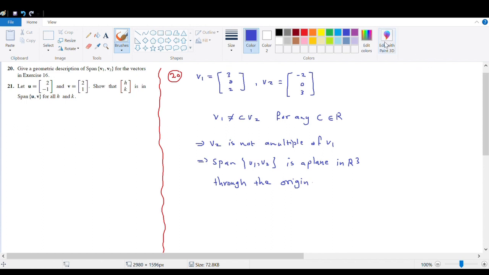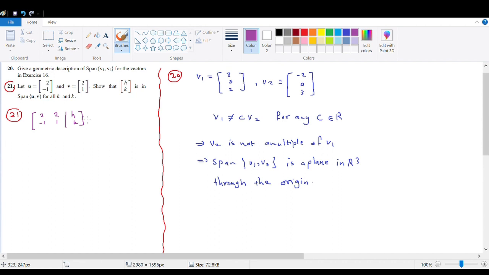For 21, it says let u be equal to 2, minus 1, v equal to 2, 1. Show that h, k is in span uv for all h and k. So we want to show that this matrix, which contains u, v, and hk, is consistent for any value of h and k. So first, let us rewrite this one as a matrix. Here we have 2, minus 1, then 2, 1, and here we have h, k.